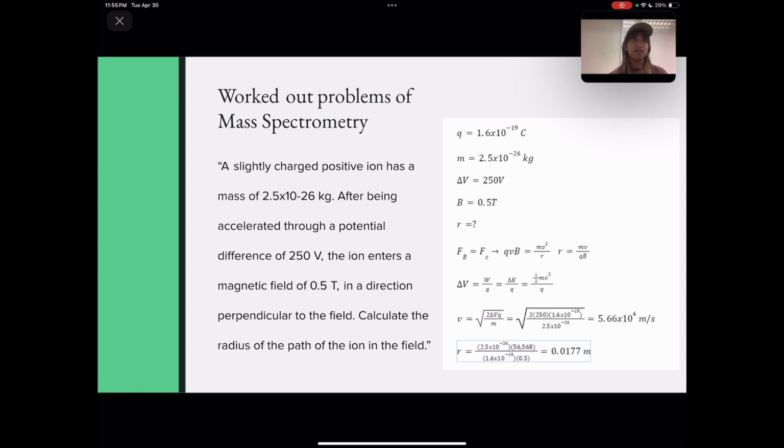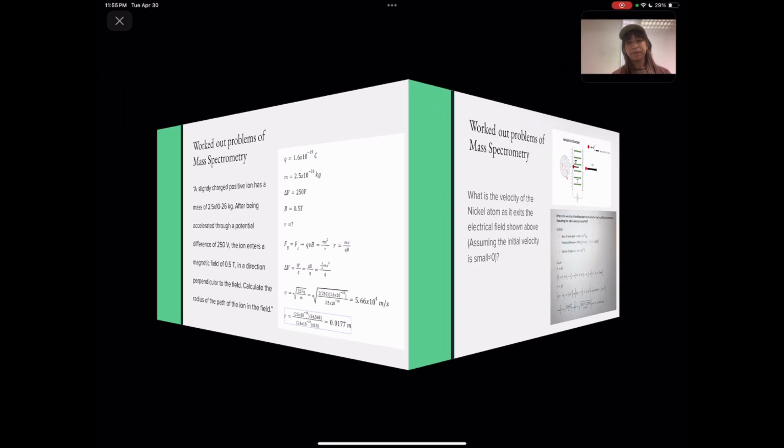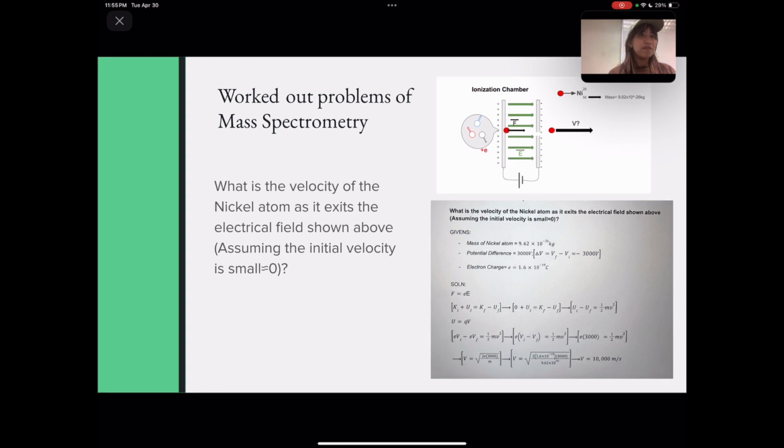Then putting in our knowns that we have already, we have 5.66 times 10 to the 4 meters per second as our velocity. So using that and then putting it back into our radius equation, we can find that the radius of this path will be 0.0177 meters.